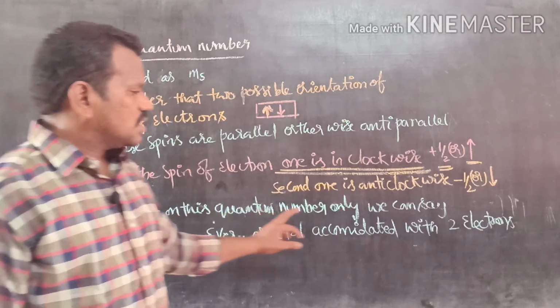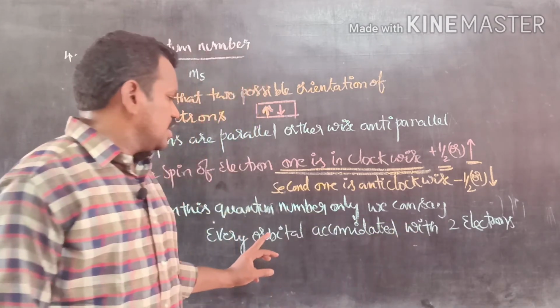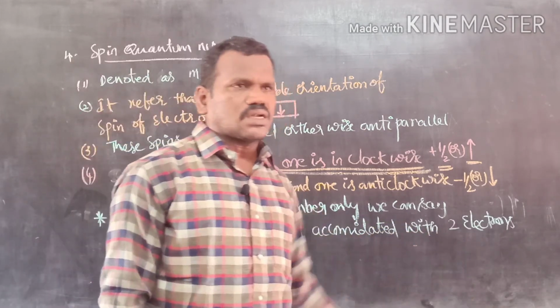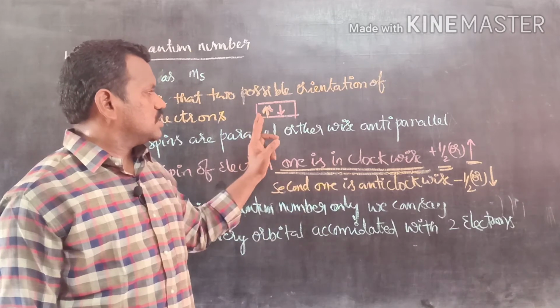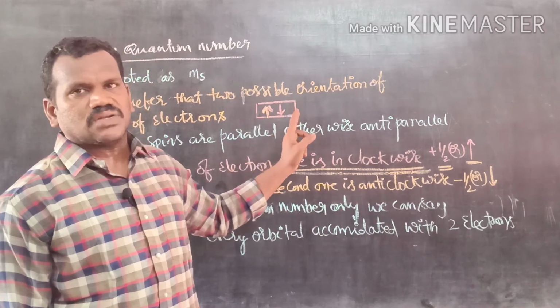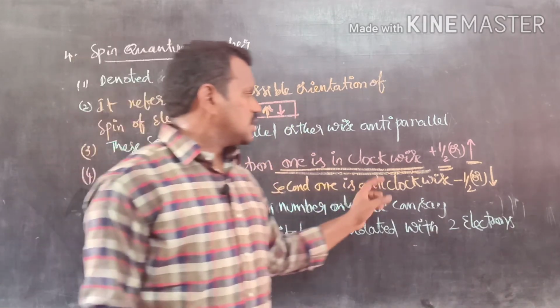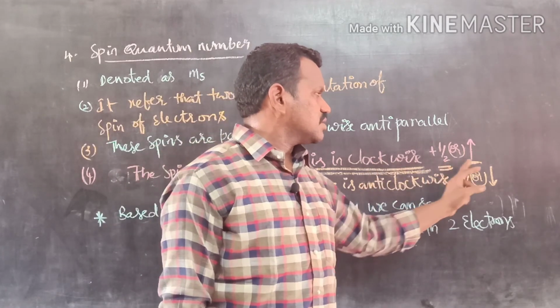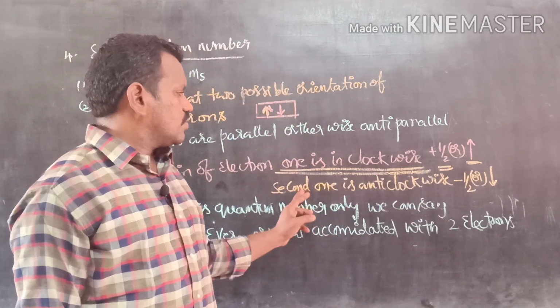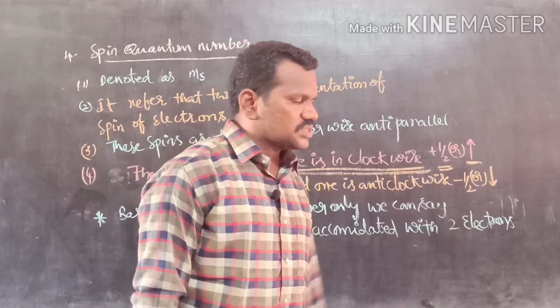Based on this quantum number, we can say each and every orbital holds 2 electrons. Of those 2 electrons, one is in the clockwise direction and the other is in the anti-clockwise direction. The clockwise direction is plus half, or an upward arrow, and the other is minus half, or a downward arrow.